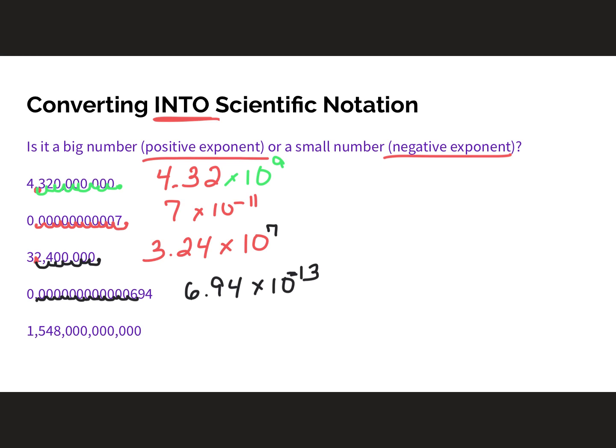Last one's going to be a big number. So I'm going to put my decimal here. It's going to be 1.548 times 10 to the, again, I'm just going to start with my decimal here. 1, 2, 3, 4, 5, 6, 7, 8, 9, 10, 11, 12th power. And that's it. Okay, so go ahead and try these, and I will see you all in class.